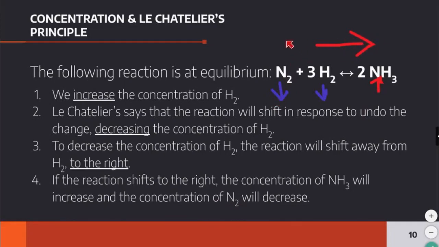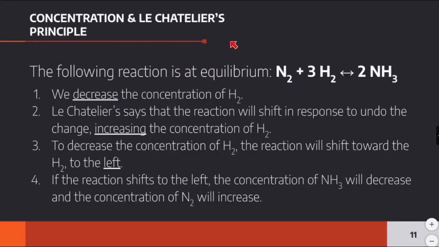And that's how you want to work through a Le Chatelier's problem. First, what do we do? We increase the concentration of H2. Second, what does Le Chatelier's principle say? It wants to undo the change we made. Since we increased H2, it wants to decrease H2. Next, which direction does that make the reaction go? To decrease H2, it wants to shift away, which is to the right. And lastly, if it shifts to the right, what happens to the other species? We're going away from the N2, so N2's concentration drops, H2's concentration drops, and NH3's concentration rises. And that's how we work out a Le Chatelier's problem.